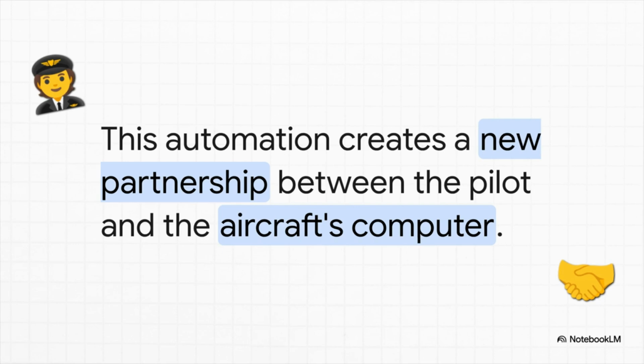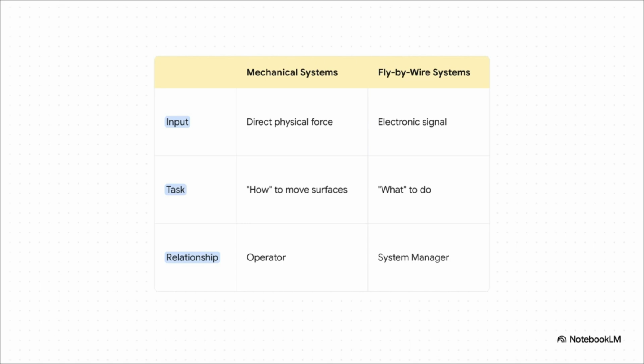When you put all these pieces together, you start to see the bigger picture. This isn't just about a change in technology. What's really happened is the creation of a brand new partnership between the pilot and the aircraft. And this table sums it up perfectly. In the old mechanical systems, the pilot was an operator.